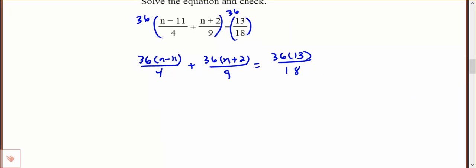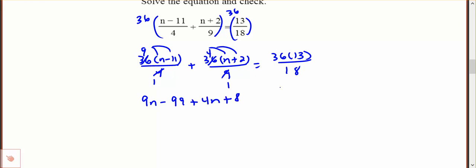So now 4 goes into 36 9 times. And if I distribute that 9, I get 9n minus 99. 9 goes into 36 4 times. And if I distribute that positive 4, I get plus 4n plus 8. And then 18 goes into 36 2 times. And 2 times 13 is 26.